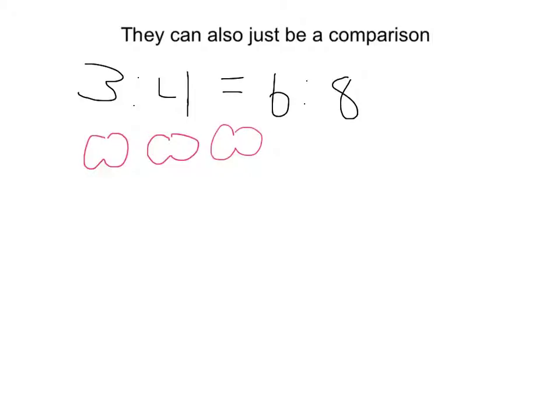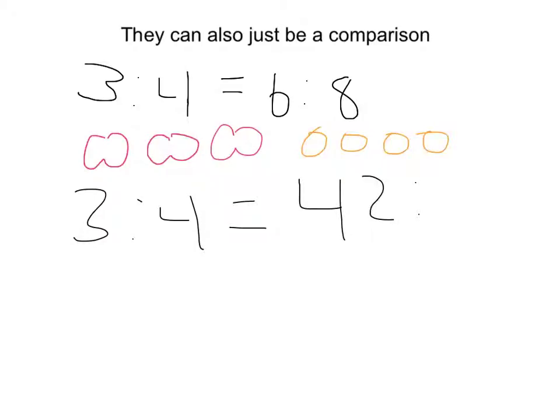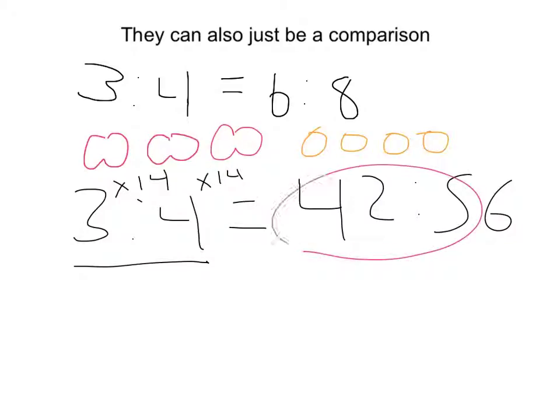They can also just be a comparison. For example, 3 to 4 is the same as 6 to 8. All it means is for every 3 apples, there are 4 oranges. So, 3 to 4 is actually the same as 42 to 56. All you need to do in this case is multiply 3 by 14 and 4 by 14. And then this is what you get.